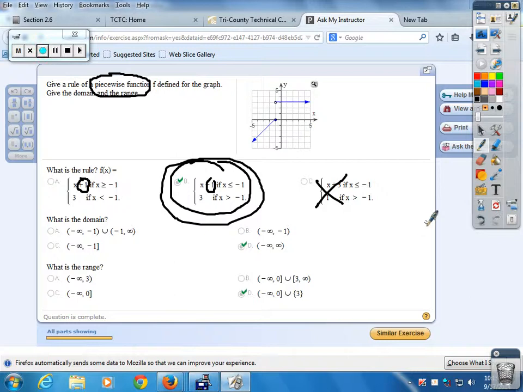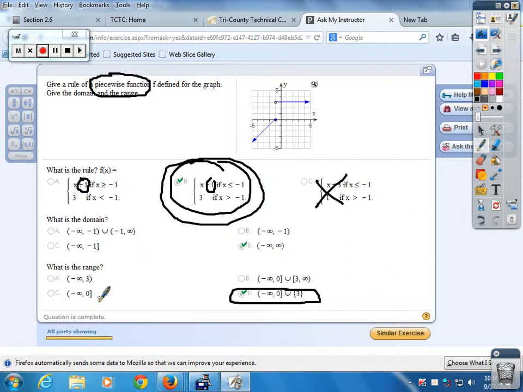Now the range is not going to be negative infinity to positive infinity. The range is going to be negative infinity to what? 0, and then 3, because that's it. It doesn't go above 3 or below 3. That's it. So D would be your answer there.